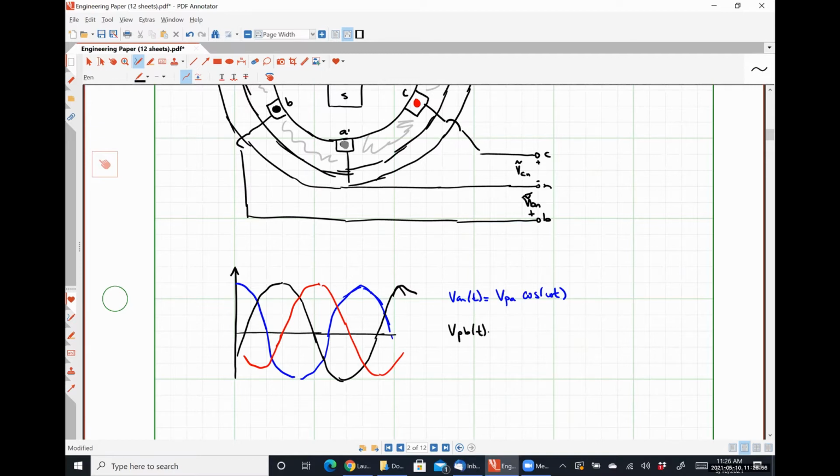VBN of t, I'm getting ahead of myself, apologize, VBN of t will be VPB cosine omega t minus 120 degrees. And VCN of t will be VPC cosine omega t minus 240 degrees, which would be the exact same thing as positive 120 degrees.